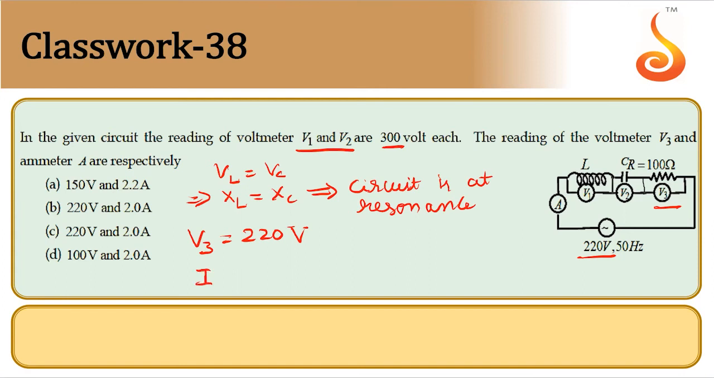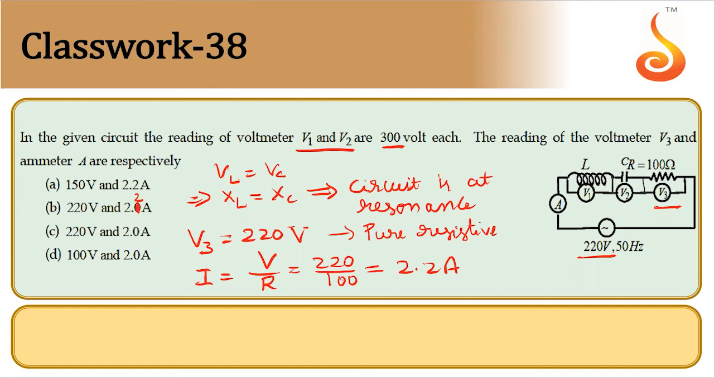Then current in the circuit should be applied voltage divided by resistance, because circuit is pure resistive circuit. That should be 220 divided by 100. That should be 2.2 ampere. So one of these two options should be wrong. See, B and C both are 2.2 ampere. So change B to 2.2. So it must be option B.